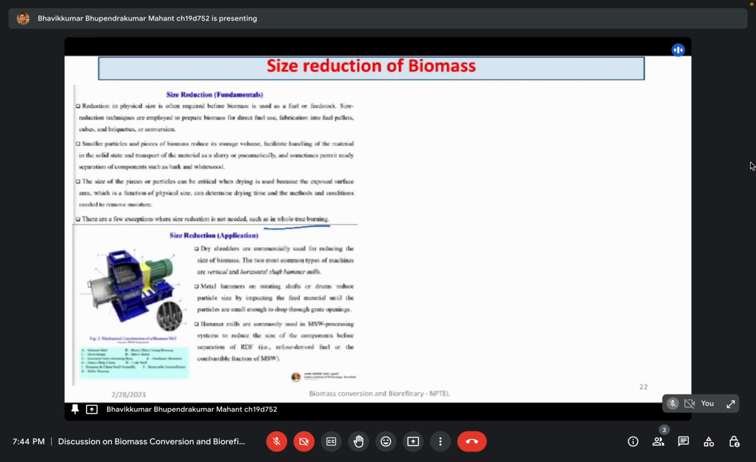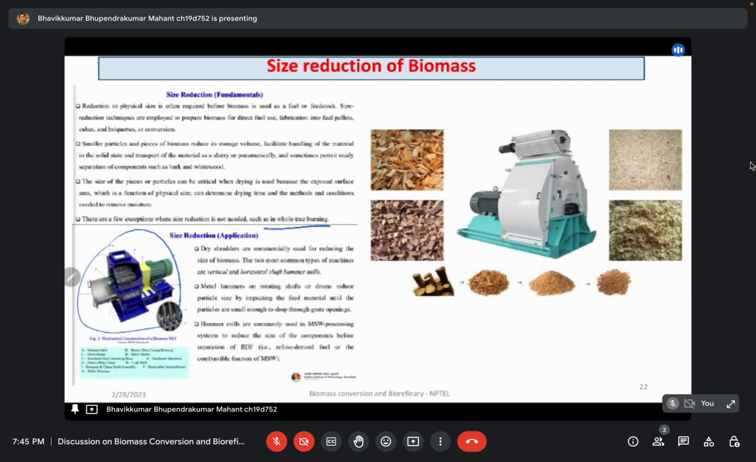Maybe some questions come from the particular dry shredders, which are size reduction equipment. It is a commercial equipment for reducing the size of biomass. Okay, so this is the equipment. If you want to see it in a better picture, this is how it actually looks. If you put in whole big chunks or blocks of wood, you will get the final product like this. If you put in briquettes also, it can convert them into this. Any range of product you want, you can convert by using this kind of shredders.